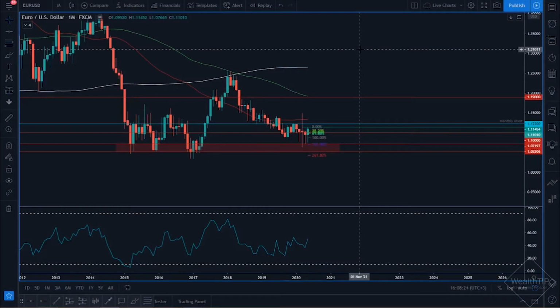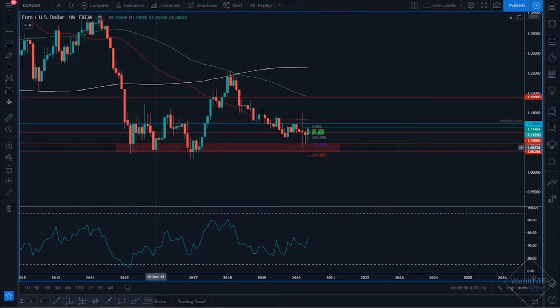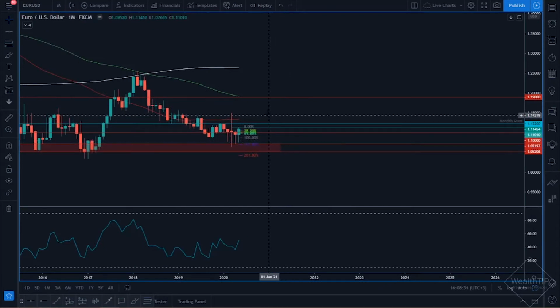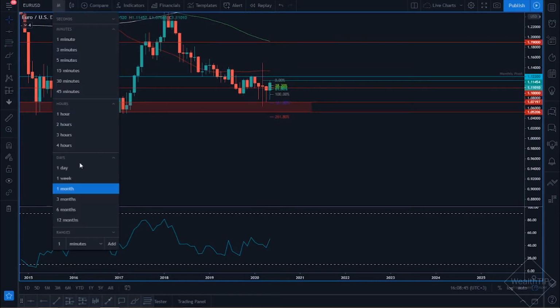Okay, so our next pair that we're going to be looking at is the Euro dollar, US dollar. Now, the first thing that I want to draw your guys' attention to is the fact that we are coming off a monthly support zone. And not only are we coming off a monthly support zone, we have a lot of seller's exhaustion over here as well, which is a very strong reversal signal. And bear in mind that this is on the monthly time frame.